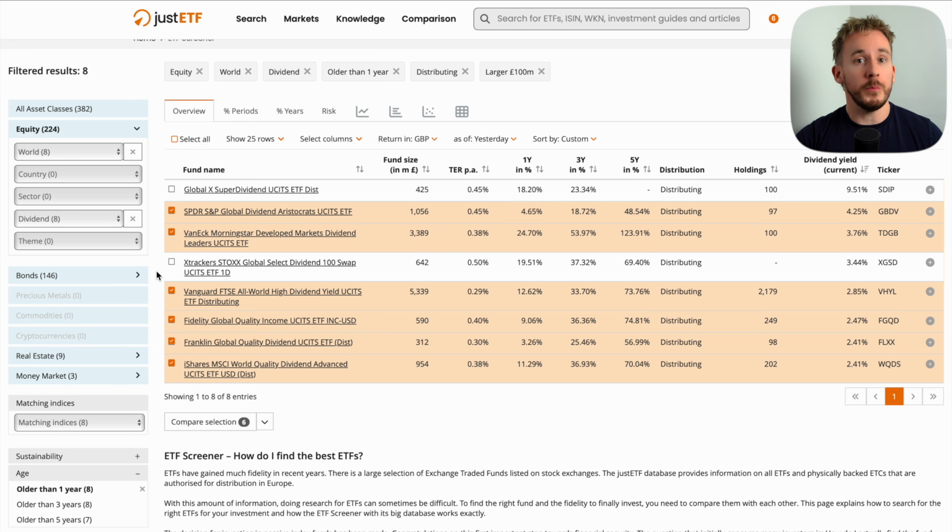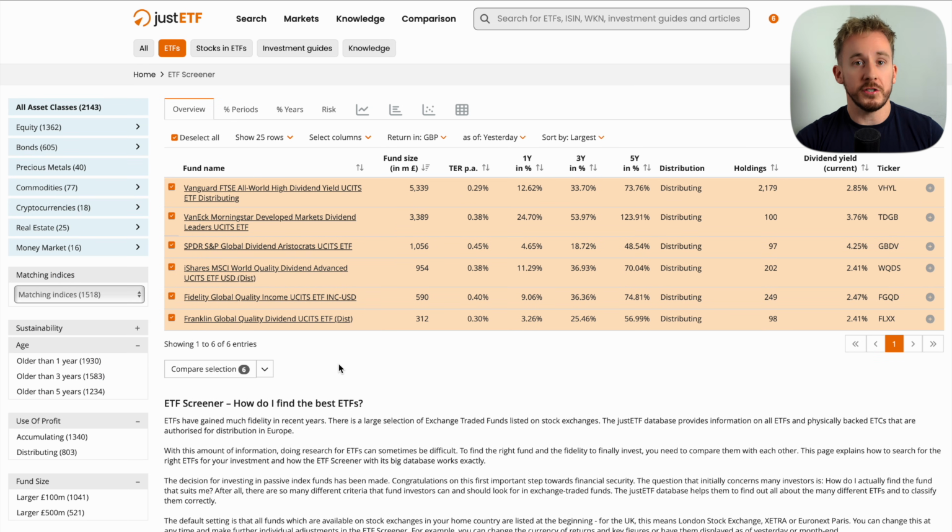And it also uses swaps to track the index rather than physical replication, which I think just adds a level of complexity that most investors can avoid. I'll go into more detail on that another time. And then we've just got 6 to look at, and all of these will have various pros and cons.